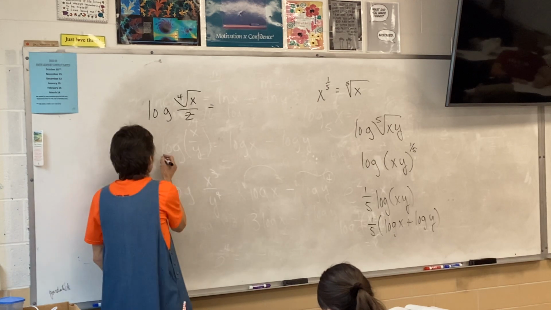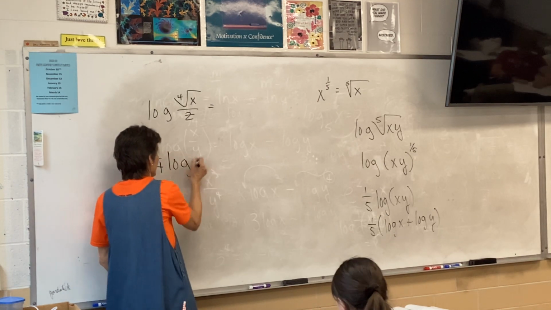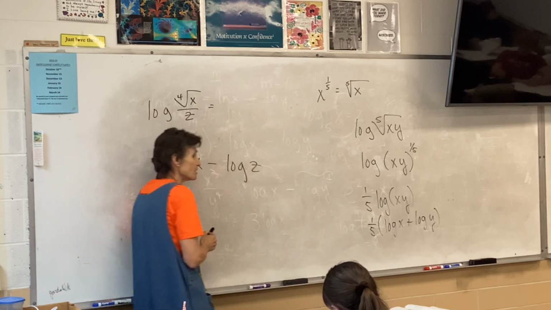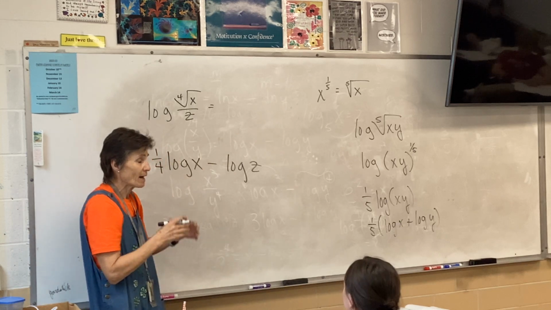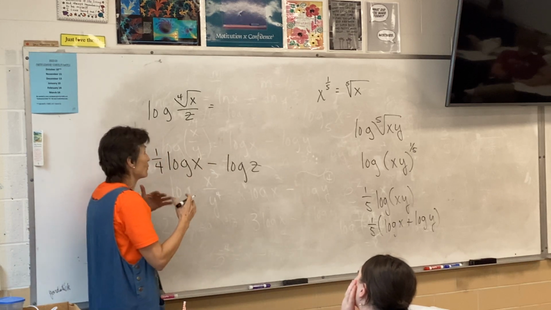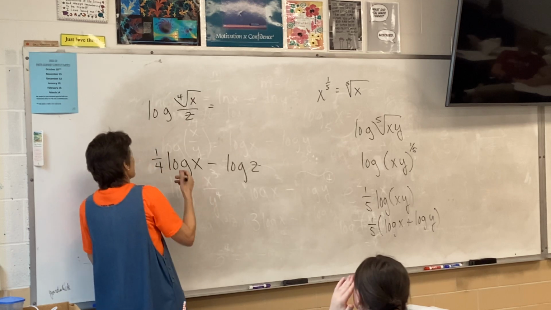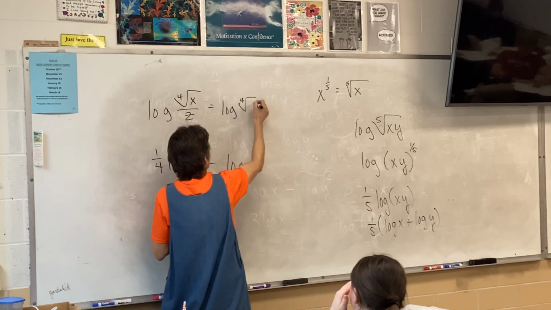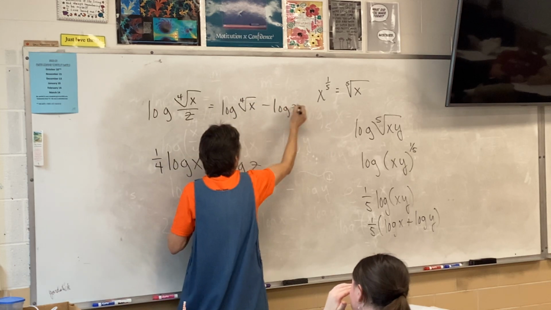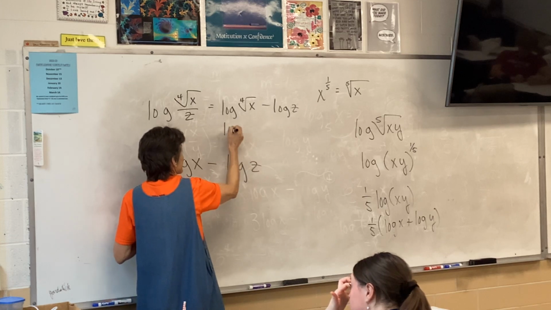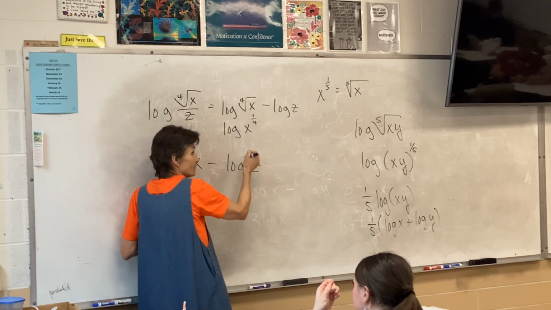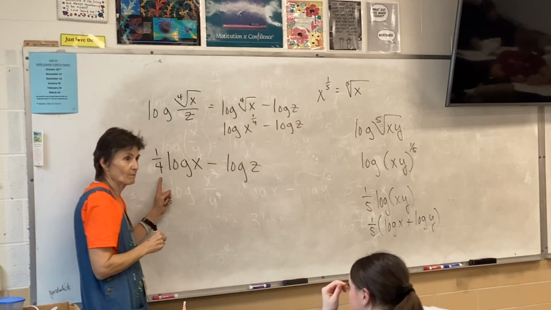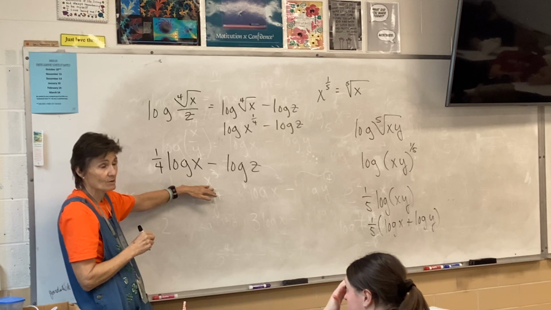Log x minus, I heard, 1/4 log x. Oh my gosh, that's exactly right. There are other steps in there, but you don't need to write them down. This is going to be a subtraction problem. The fourth root of x is the same as x to the 1/4, and the 1/4 comes out in front. So that is exactly the right answer.